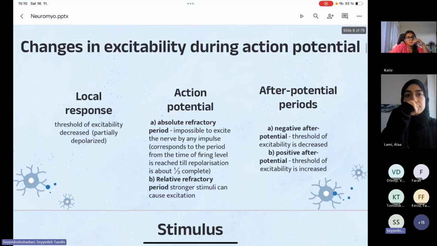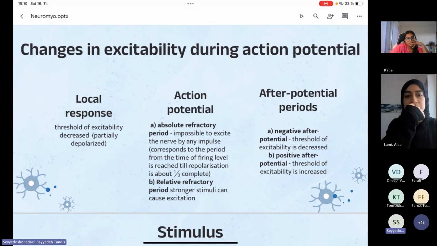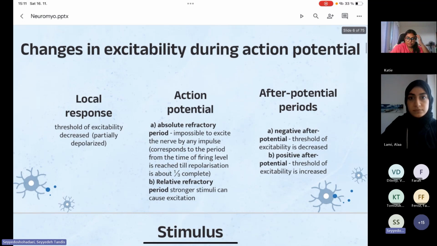And then, okay. So here in this slide, you will see changes in excitability during action potential. What causes change to this whole process happening? One is local response. It's basically when we have a stimulus, the stimulus should have a certain intensity to cause action potential. If not, it won't cause action potential. So this threshold is important. If it won't reach that threshold, we call it sub threshold, and it won't cause an action potential, and basically nothing will happen. And then after that, here we have the absolute refractory period and the relative refractory period.